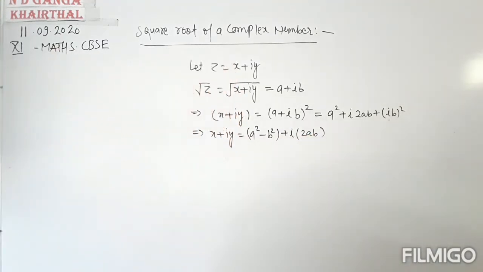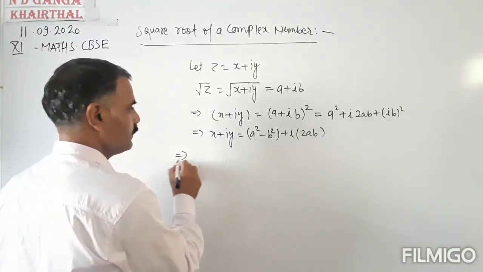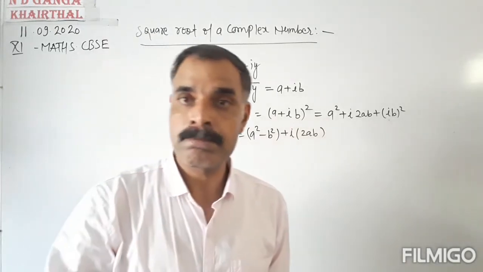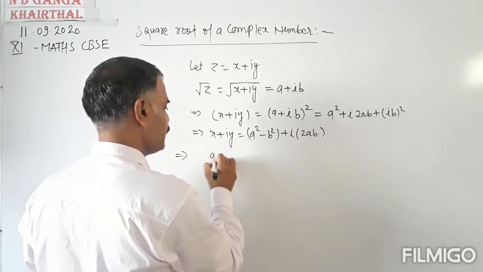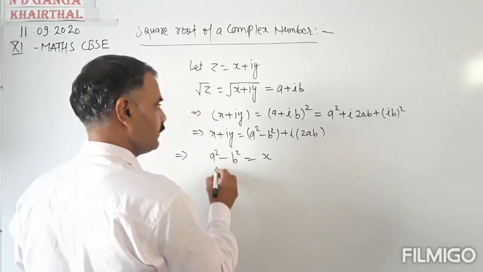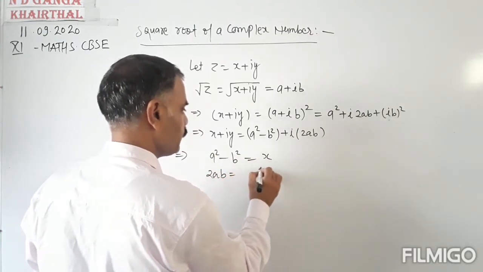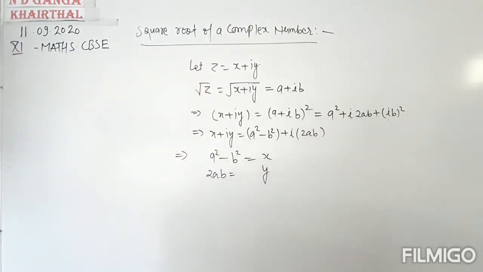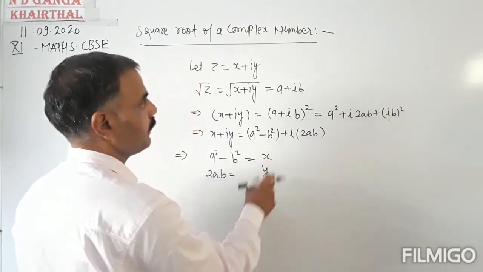Okay, so comparing both sides, real part will be equal to real part, and imaginary part to imaginary part. That is, a square minus b square equals x, and 2ab equals y. So a square minus b square equals x and 2ab equals y.